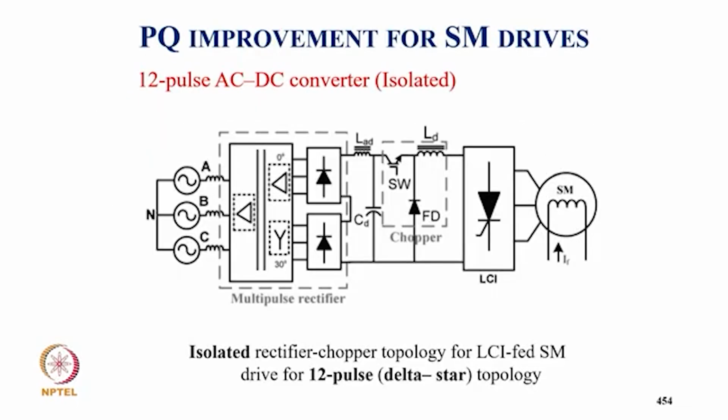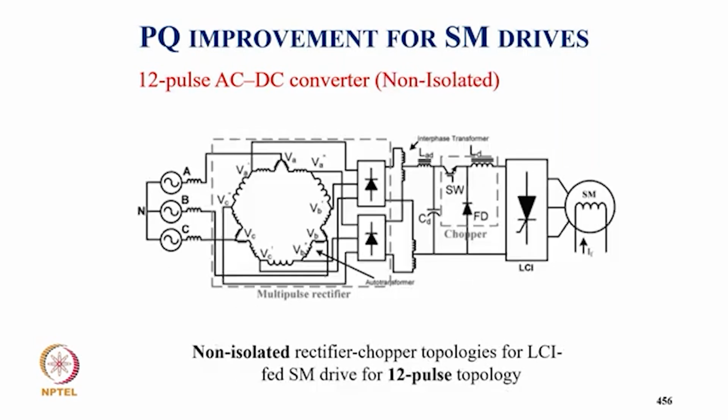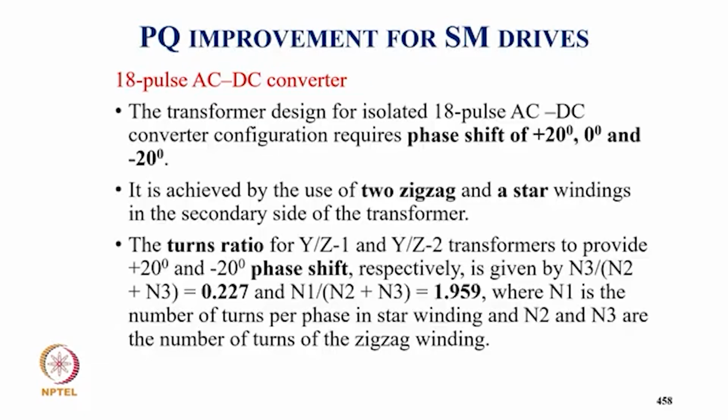turns of the zigzag winding. And this is the 12 pulse converter with, of course, a buck converter feeding a line converter inverter, and this is another combination of 12 pulse with the star zigzag. This is your 12 pulse again with, you can call it, the hexagon with 12 pulse converter, and the THD here, of course, is less than 6%.